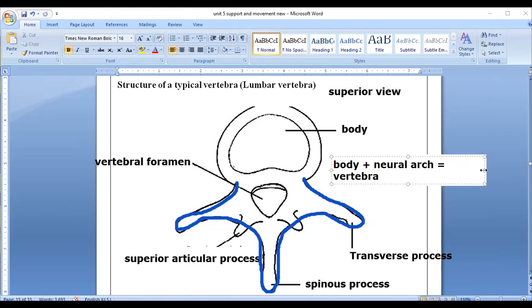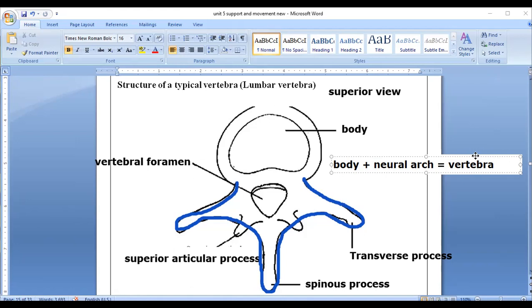Yes, sir. Other than the body, everything will come in the neural arc. Transverse process, spinous process. I can't draw all together, that's why I have drawn it like this. Transverse process, spinous process, superior articular process, inferior articular process, everything will come under the neural arc.